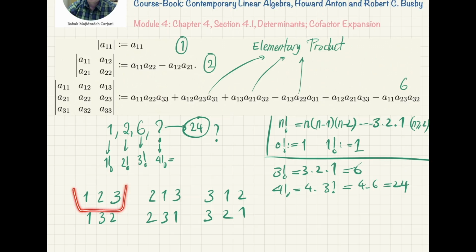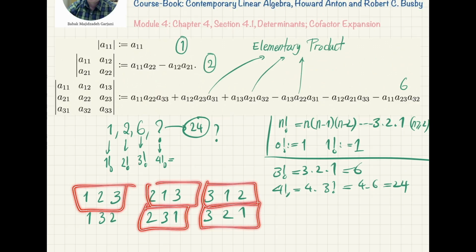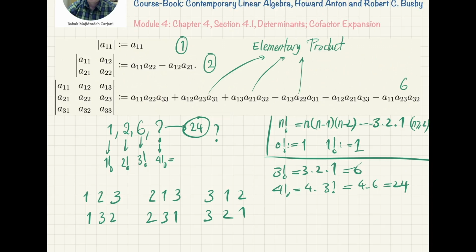Technically, each one of these items that you see here is called a permutation. Each one of these items is called a permutation of the numbers 1, 2, and 3. Of course, rigorously speaking, a permutation is a one-to-one and onto function from a finite set onto the set itself. But we don't need that level of rigor in our definitions and presentation here.